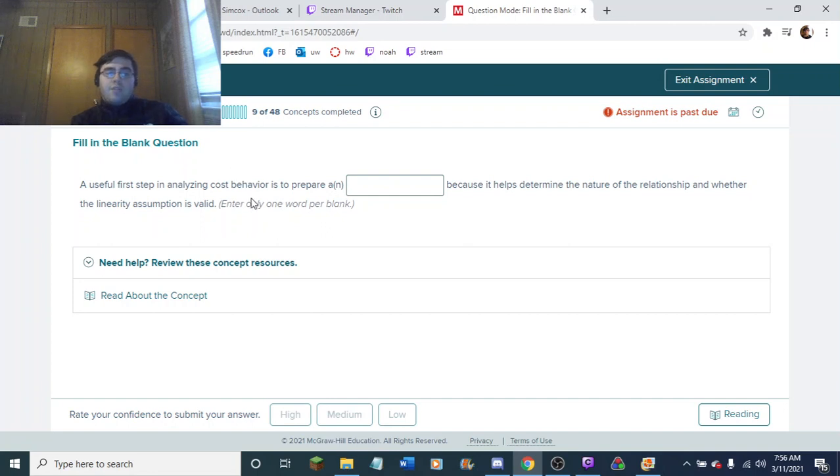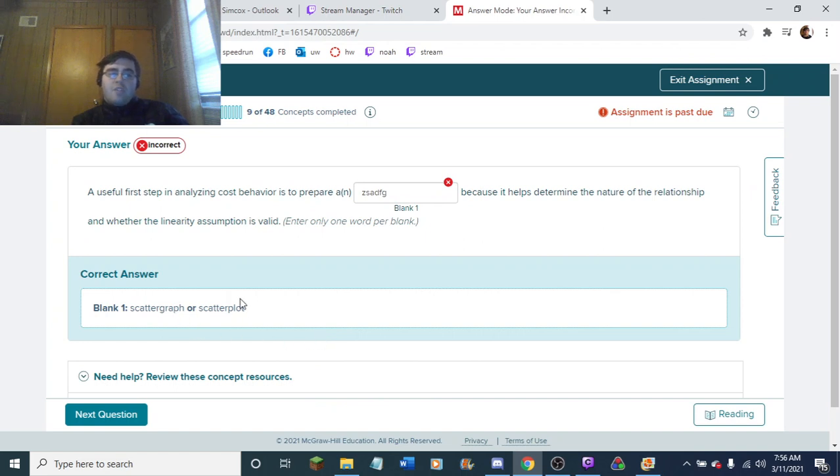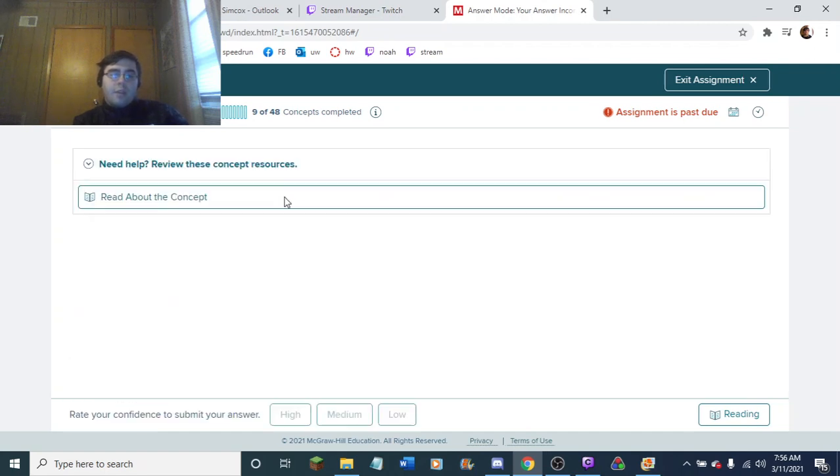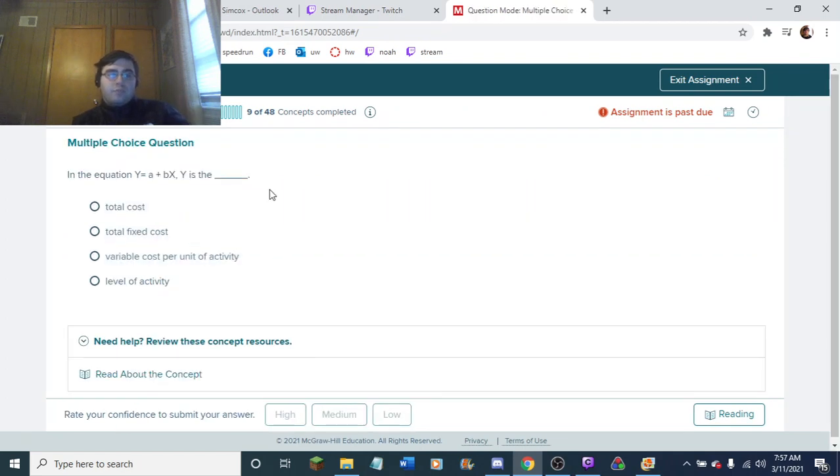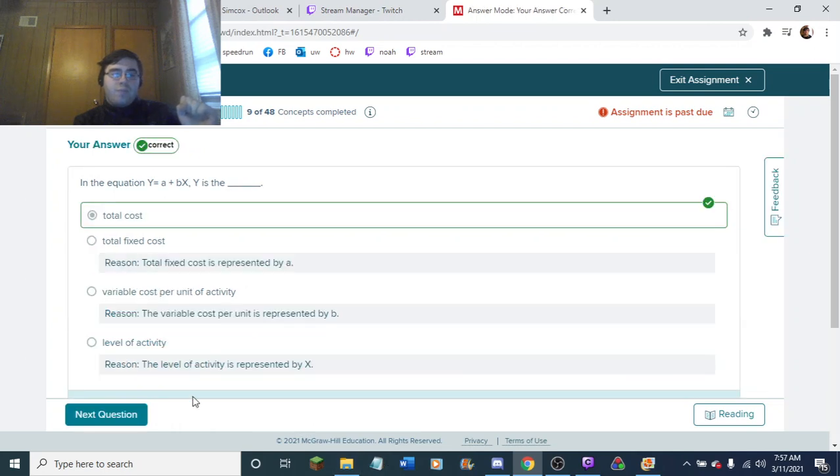A useful first step in analyzing cost behavior is to prepare... I don't know. Income statement? I don't know. Nope, a scatter graph or scatter plot. Okay. Linearity? Linearity. Nice. Okay, so Y is... I think it's the total cost, right? Nice.